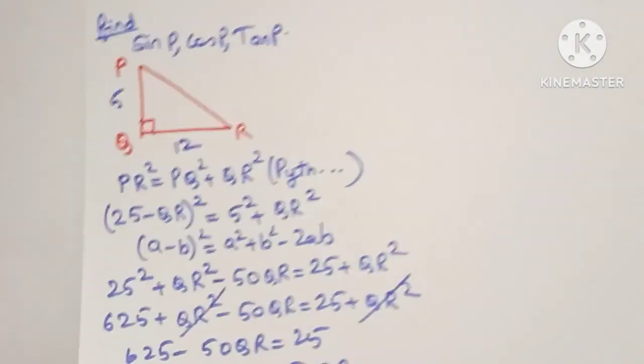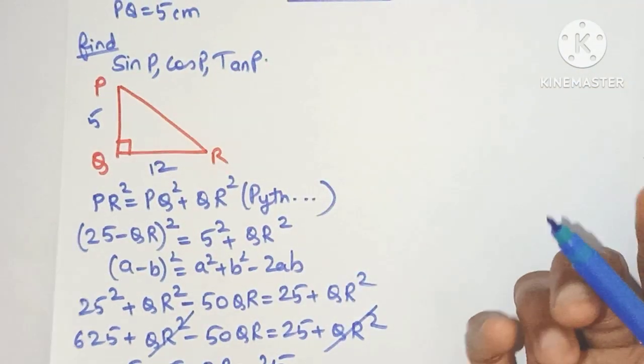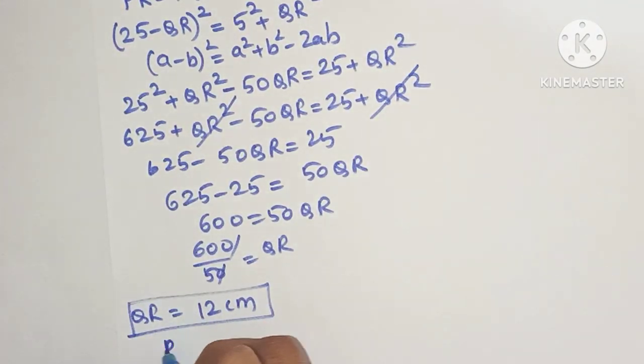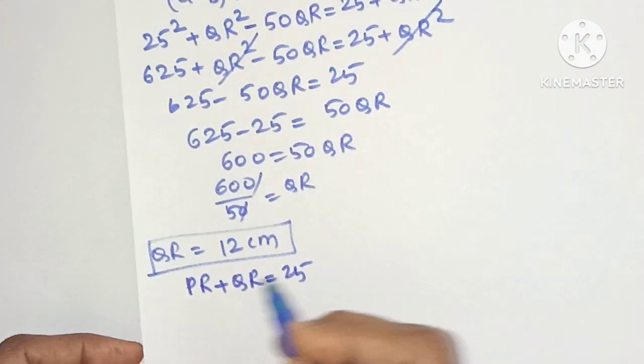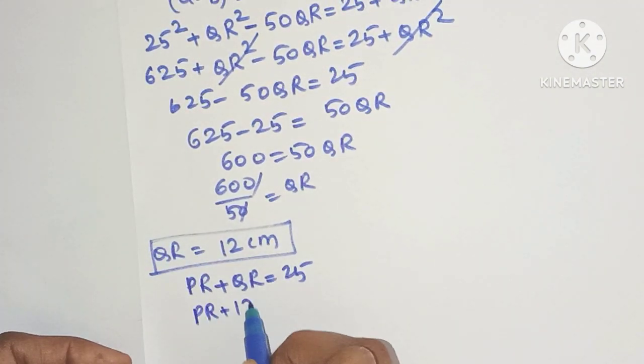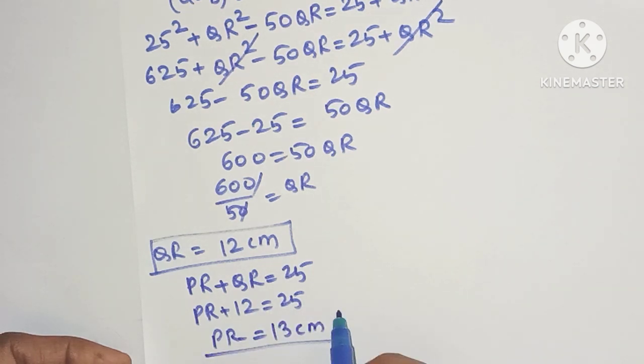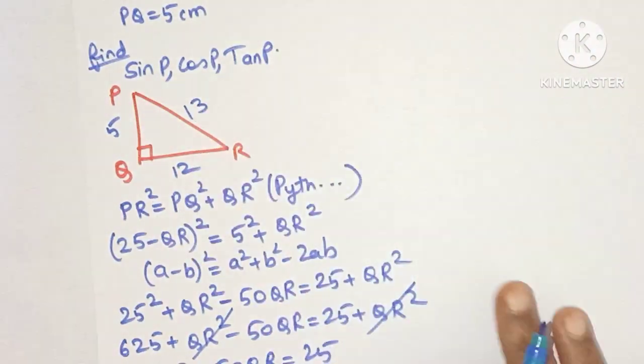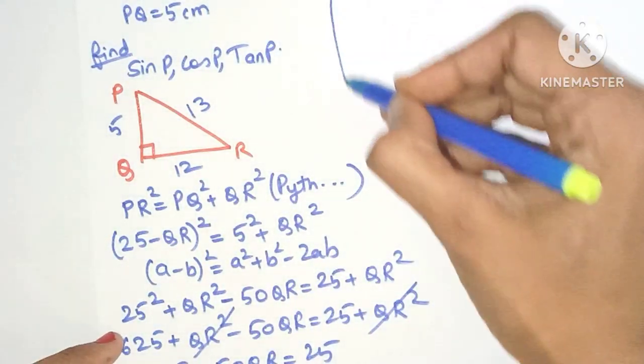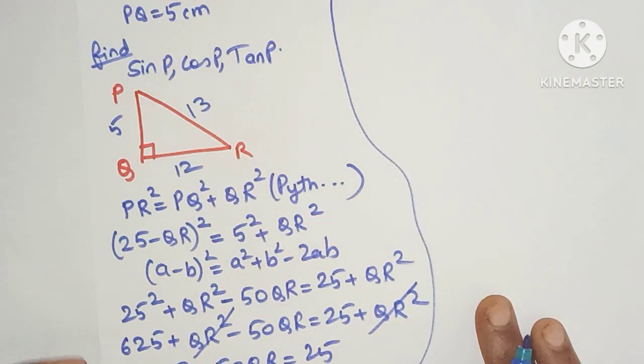Now what is remaining is the hypotenuse PR. But I already know that PR plus QR is 25 because it's given to me. So I just substitute 12 over here, the value of QR. I hope you're getting it, friends. So I'll get PR as 13 centimeter. That's it. All our sides are known to us. Now you just have to use the ratios and find the values.